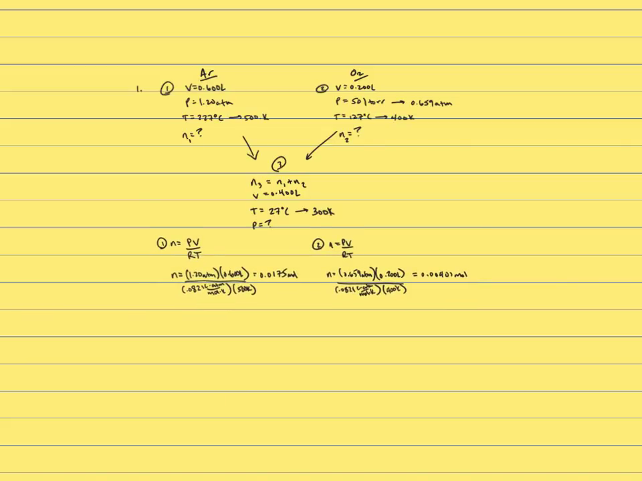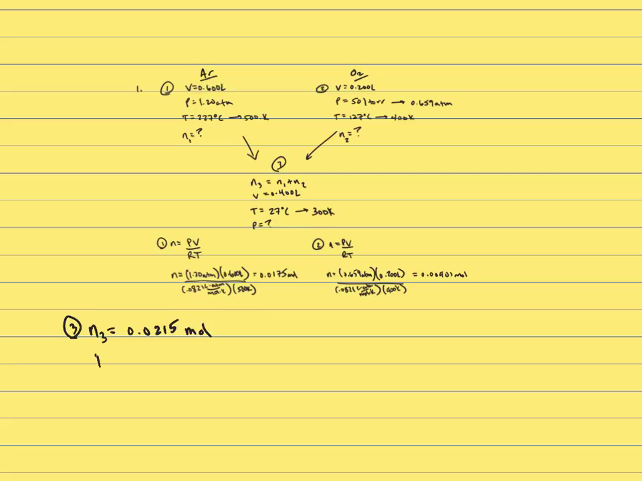Alright, let me see if I can shrink this down now and give myself some more room. So solving now for situation number 3, my number of moles is the two moles added together, 0.0175 plus 0.00401, and we'll round this to the ten-thousandths place, so this is 0.0215 moles of gas. That is moles of argon and oxygen added together.